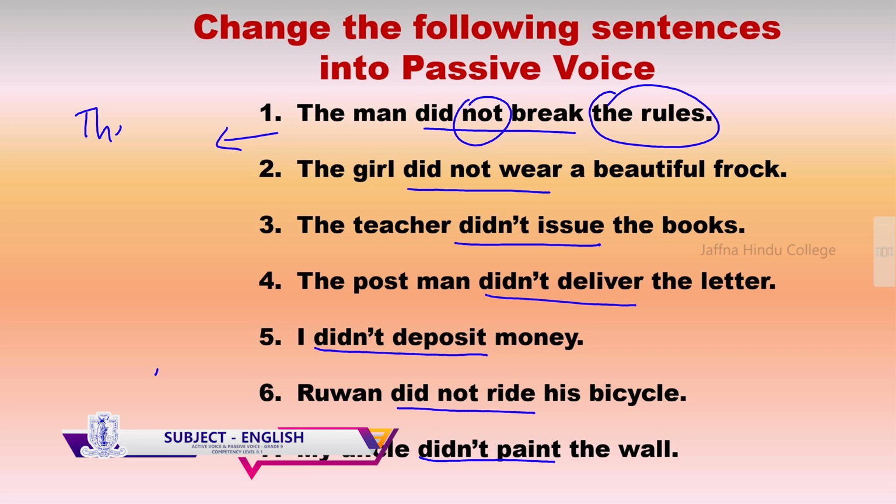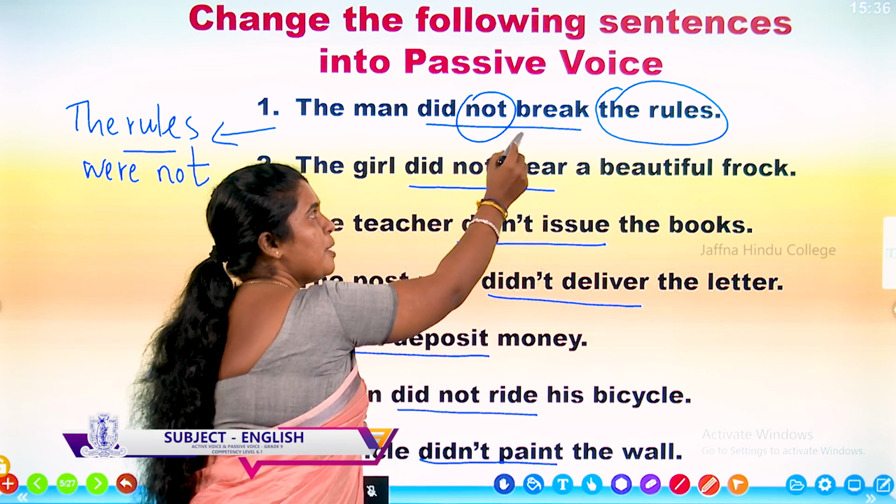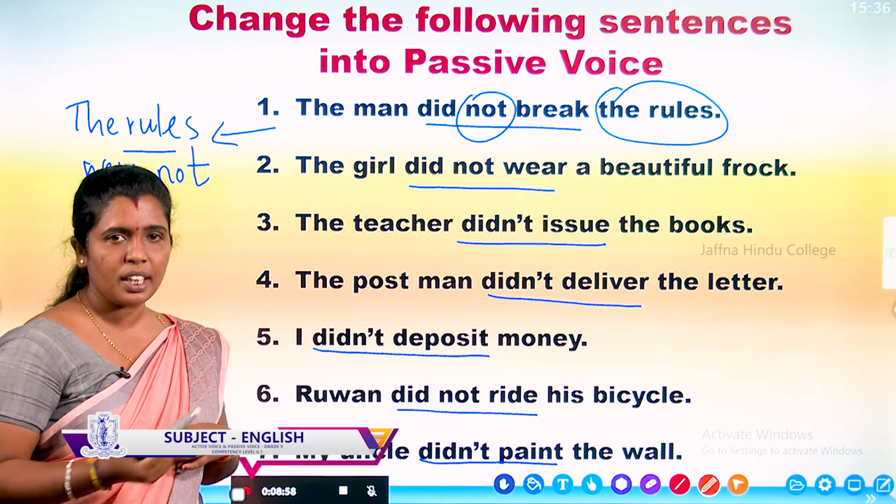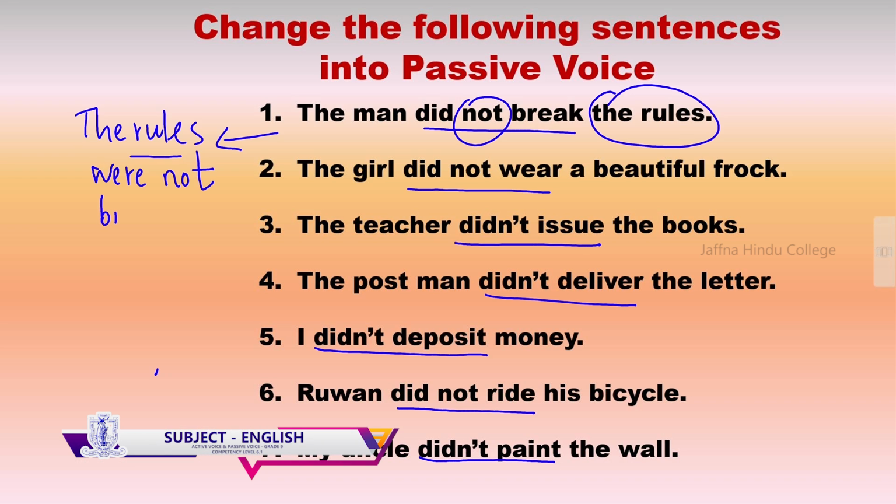The rules. This is plural, so was or were. The rules were not. What is the past participle form of break? Broken. Okay, were not broken. Then you have to add by. By whom? Who is the doer here? By the man. Right? So the rules were not broken by the man.